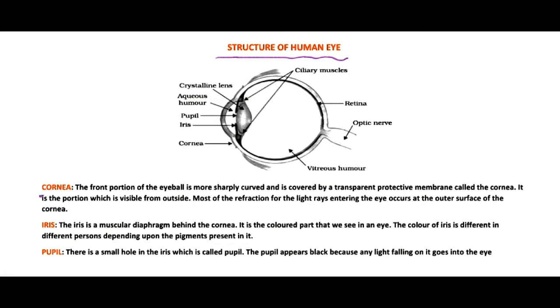So the first point is cornea. Cornea is the front portion of eyeball which is more sharply curved. It is a transparent protective membrane. It is that portion which is visible from the outside. Most of the refraction of light entering the eye occurs at the outer surface of cornea.